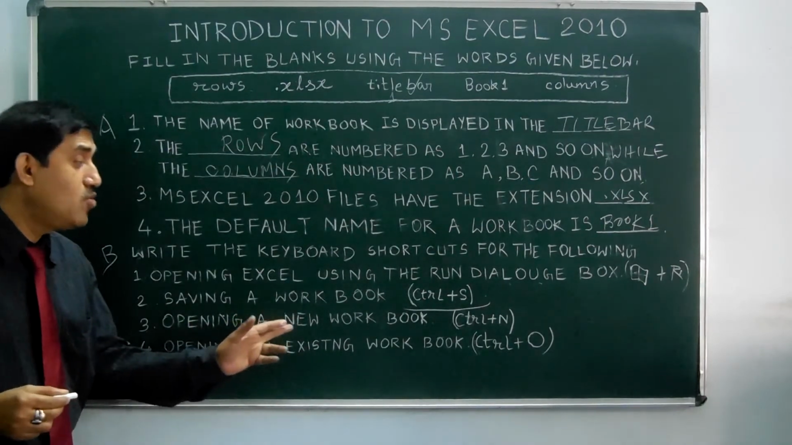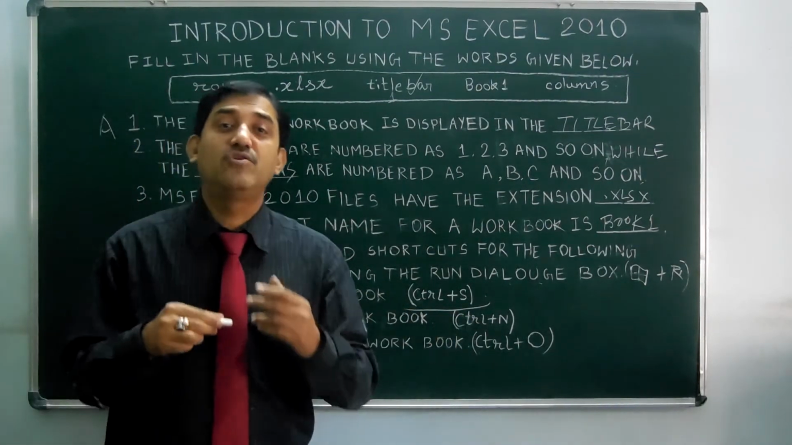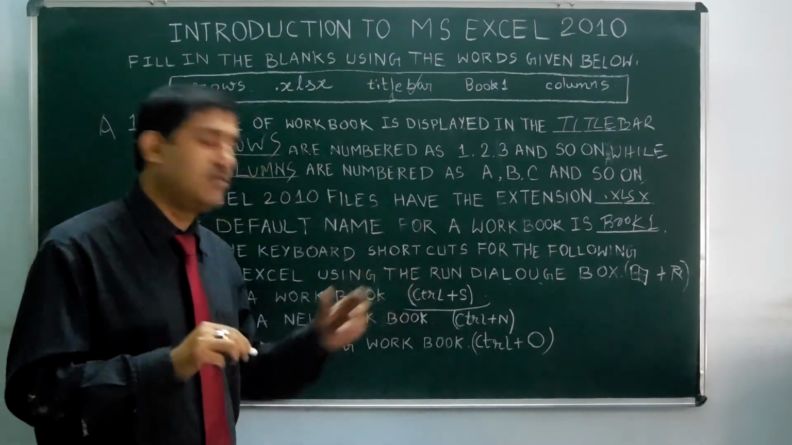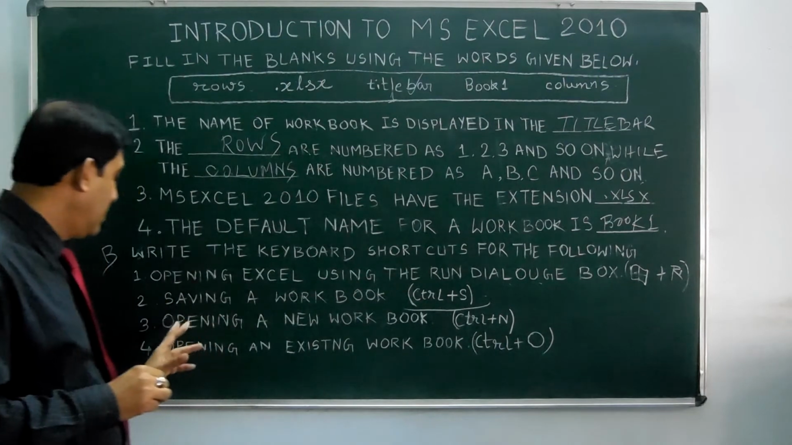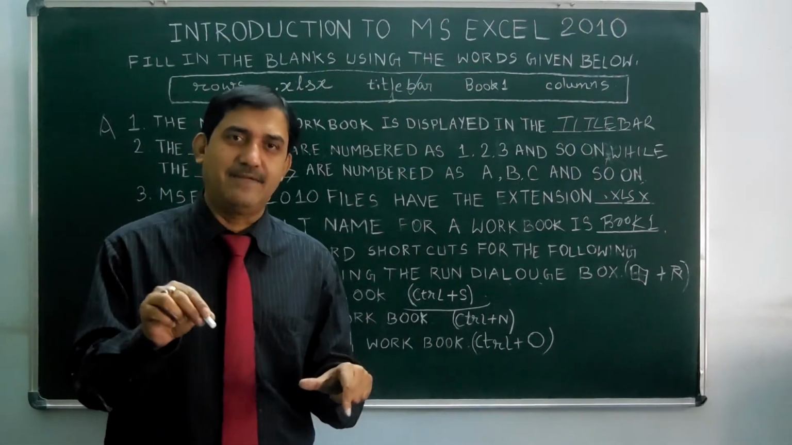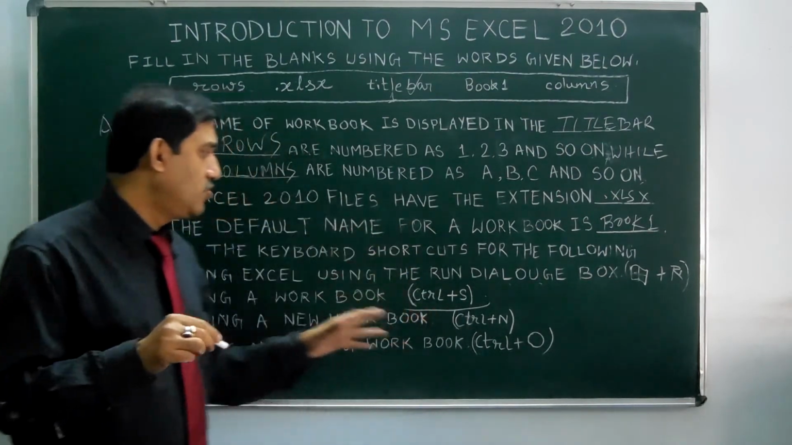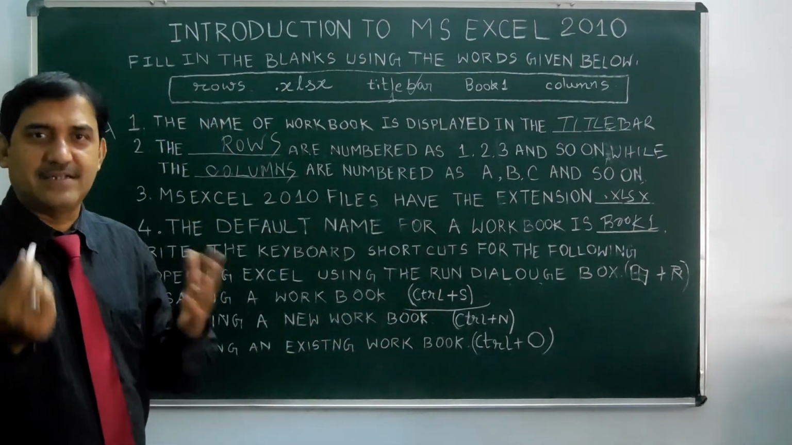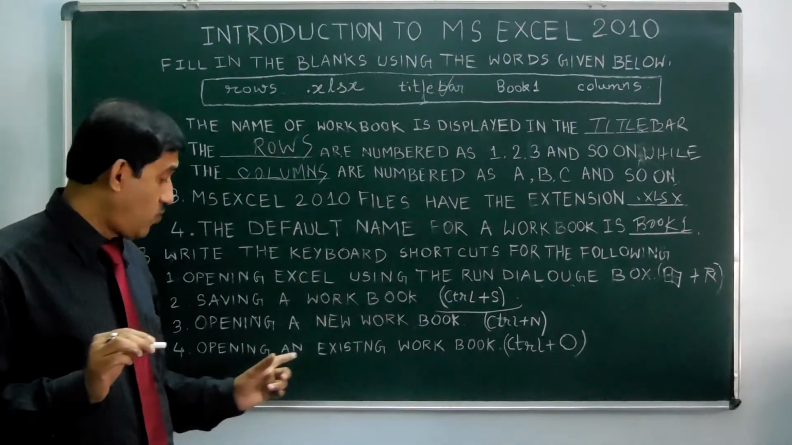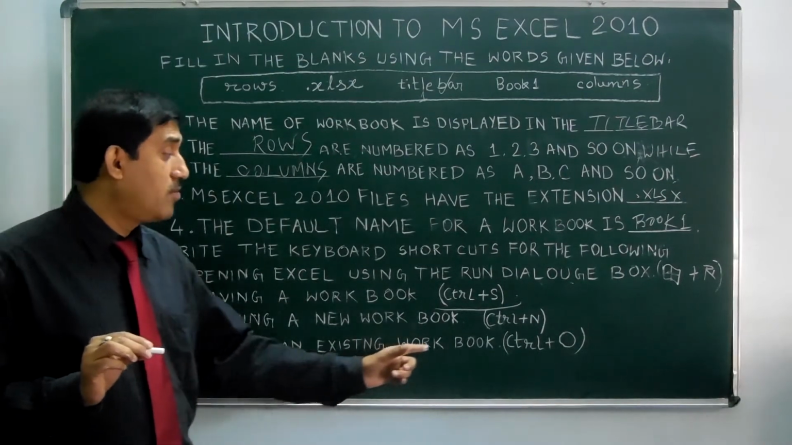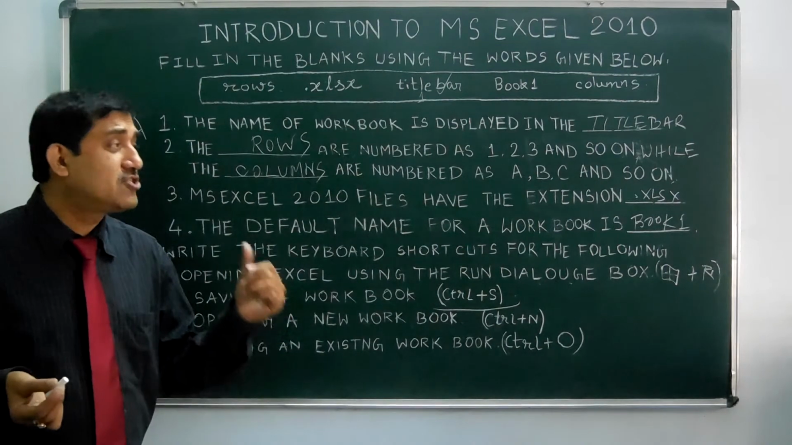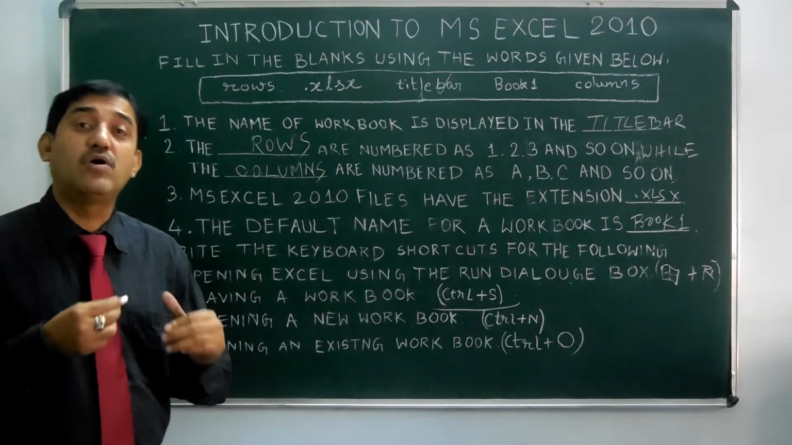And opening a new workbook: how do you open a new workbook? Shortcut, Control plus N. You press the Ctrl key and N, and you open the new workbook. You can give it a name and save it, but that is the shortcut. Coming to the last one: opening an existing workbook. How do you open it? Control plus O. These shortcuts are very helpful because you can do the work very fast.